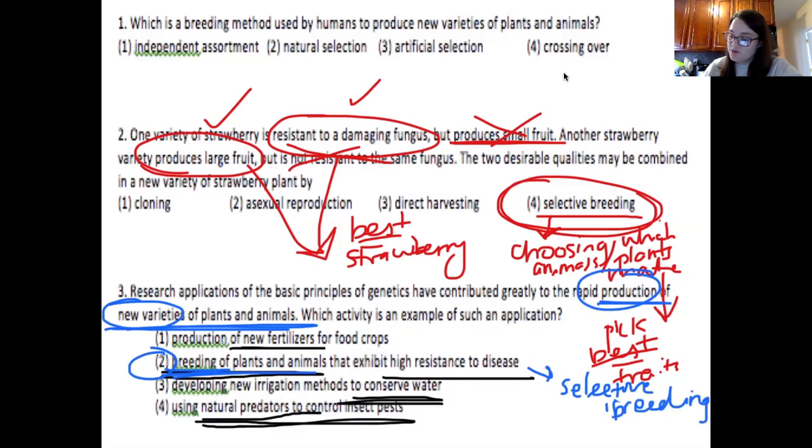So once again, humans are in charge of breeding these animals and breeding these plants to choose the best traits. So in this case, it was high resistance to disease because we're trying to make our plants and animals survive longer and be stronger and healthier. All right, so the correct answers for each of these questions were number 3, number 4, and number 2.